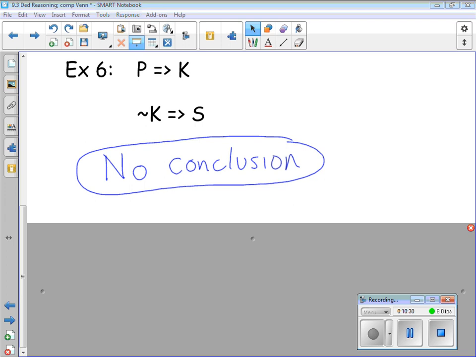Again, no conclusion. These two look similar, and you might be tempted to negate the second one to get it to work, right? So if I go through and negate both things, this becomes a K, then not S. And now they match, but you can't do that. We could be learning some tricks like that, but right now we're not going to. And so basically, with the given statements as they are, there's no conclusion. You can't piece that thing together.